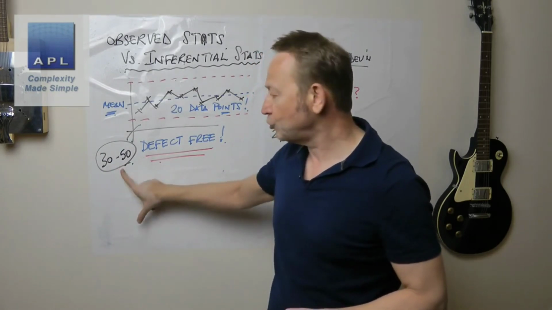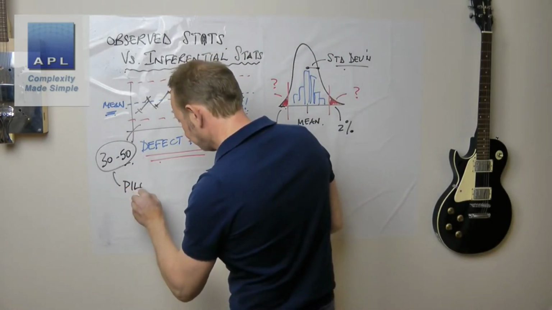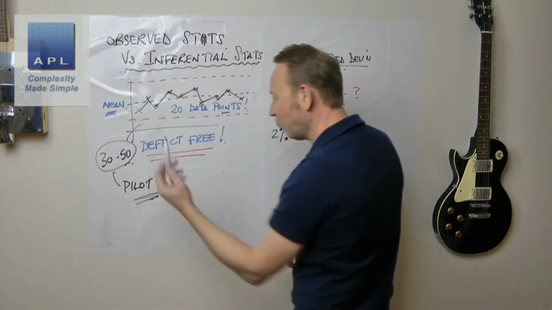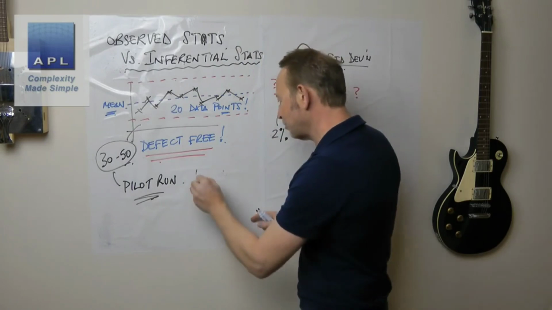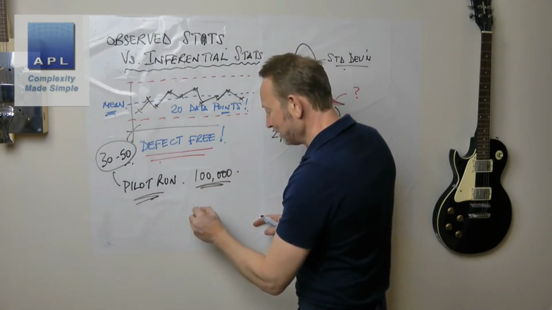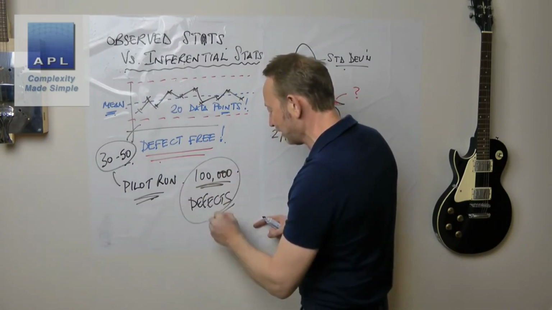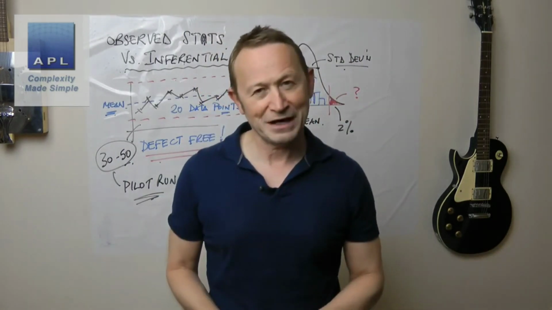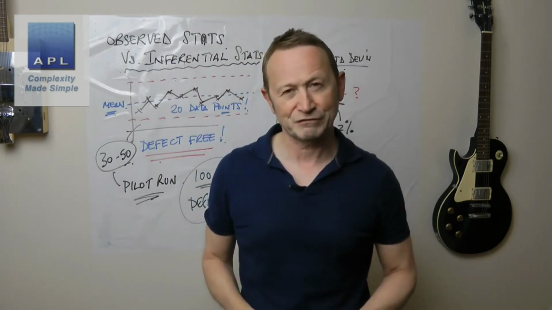Don't forget, this is cheap at this point, this pilot run. You want to do a pilot run. How many pieces do you want? 30 to 50. That's cheap because you are about to make 100,000 and you are potentially going to make piles and piles of defects. Don't you want to get a little bit of data to make sure you don't make that mistake? And that's what inferential statistics are for.